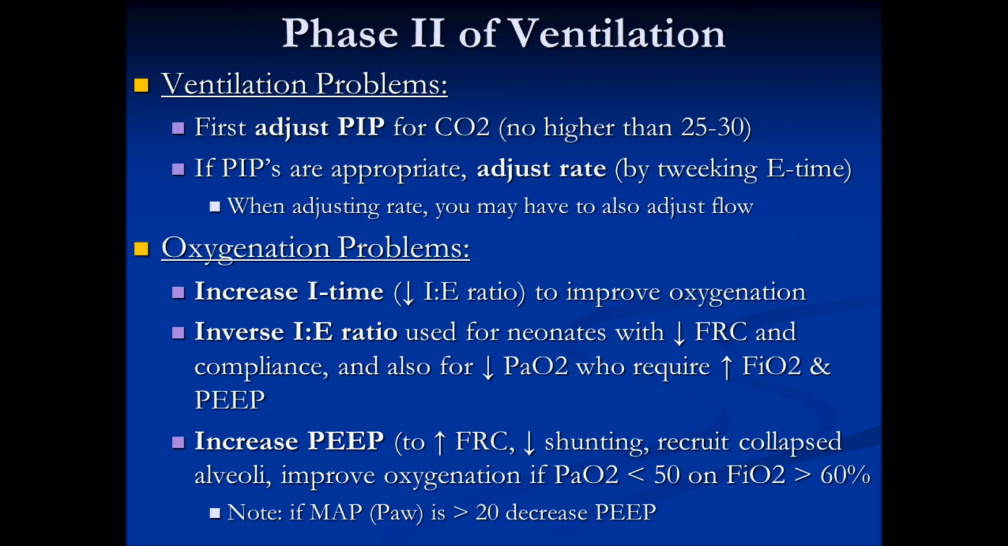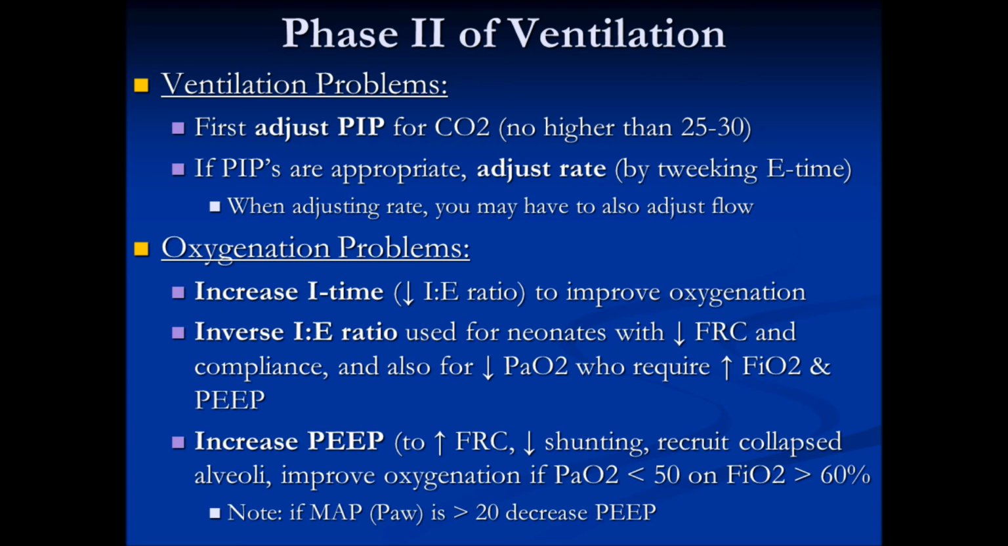Oxygenation problems. If your baby has problems oxygenating, you want to increase your I time. That decreases your IE ratio, of course, which improves oxygenation. And if you notice, all the things listed here are things that affect your MAP: your I time, your IE ratio, your PEEP. What you're doing is adjusting these things, which will then affect your MAP, your mean airway pressure. And because you are affecting your mean airway pressure, you are going to oxygenate the baby better.